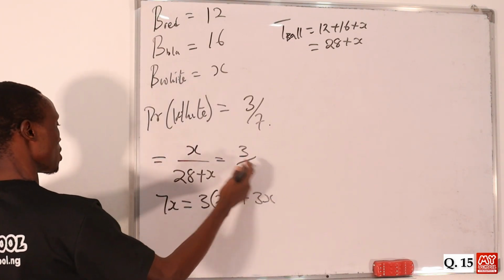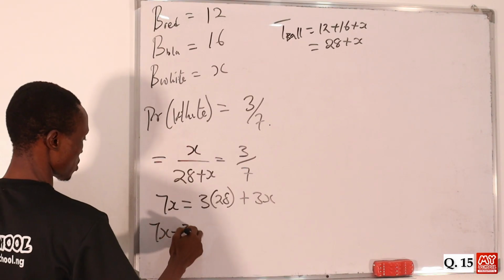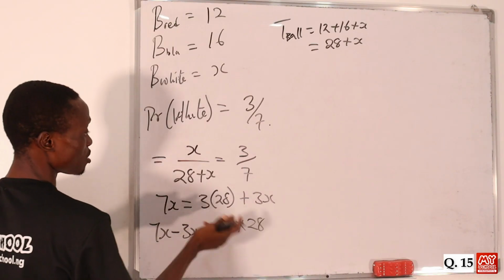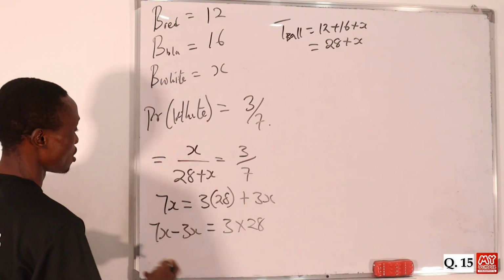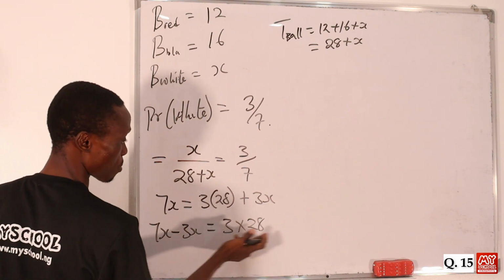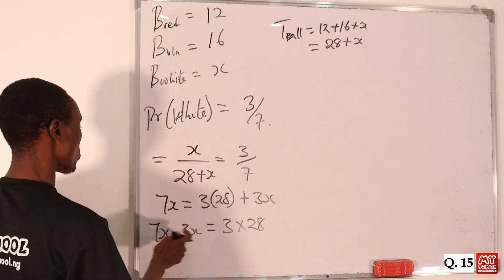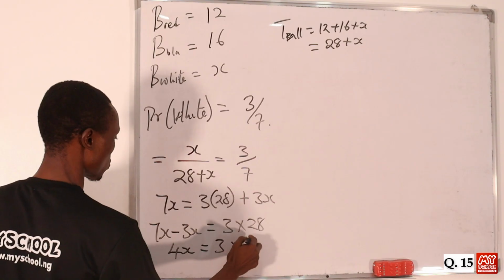Okay, so we move this 3x to this side of the equation, so that we'll be having 7x minus 3x is equals to 3 times 28, okay? So the reason why I didn't multiply to get the answer is so that we will not start cracking our head. Since we are going to be dividing and these two numbers are multiplying each other, I think there's no issue with that. So there will be 4x is equals to 3 times 28.